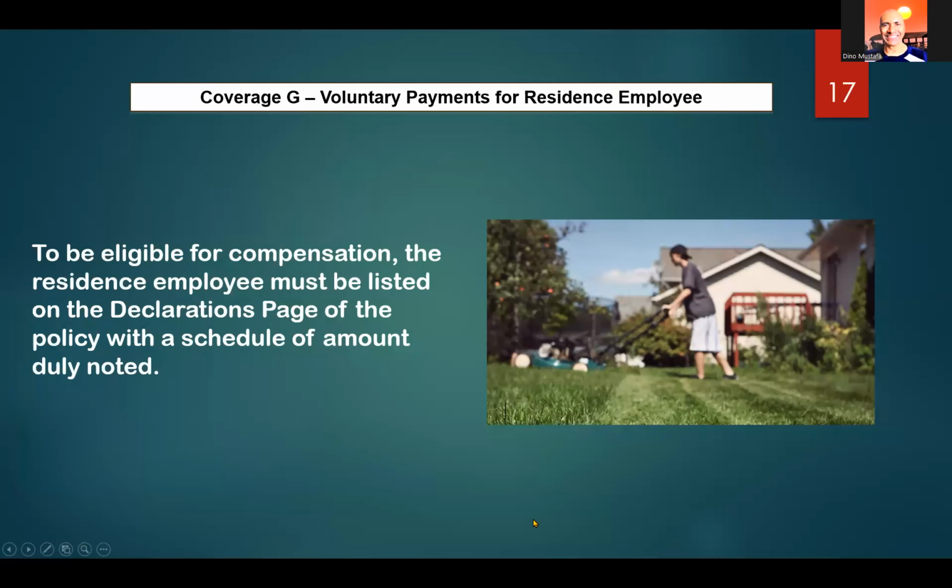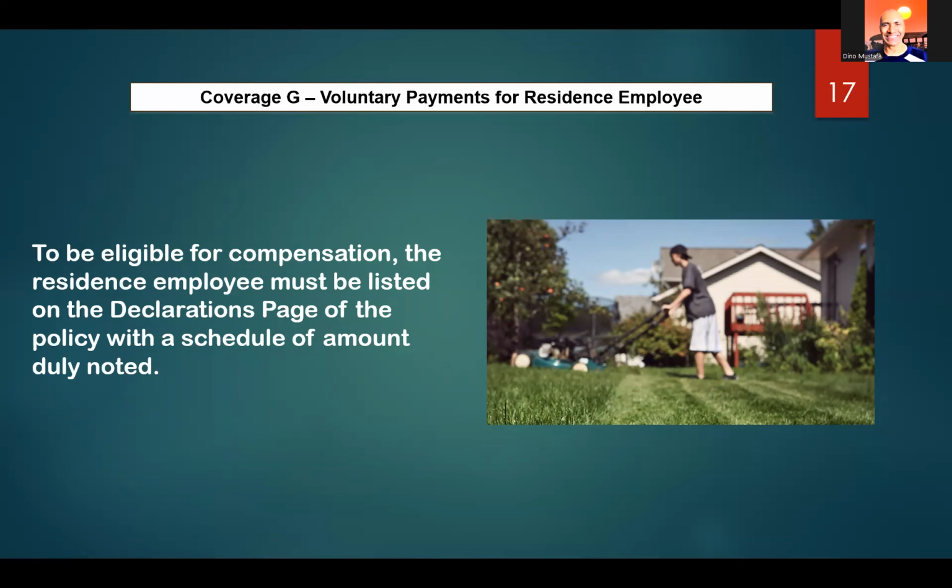And finally, coverage G is the voluntary payments for residence employee. Who's a residence employee? Someone who lives with you, like a full-time servant. So what if she gets hurt while doing some work? You don't want to just say, hey, you should have been more careful, so this is your fault. No, there's coverage under the voluntary payment for residence employee.